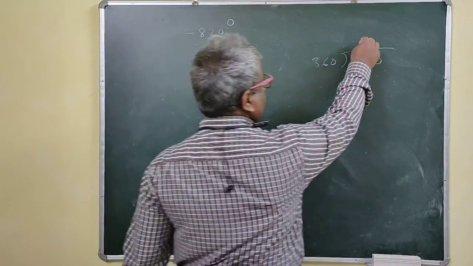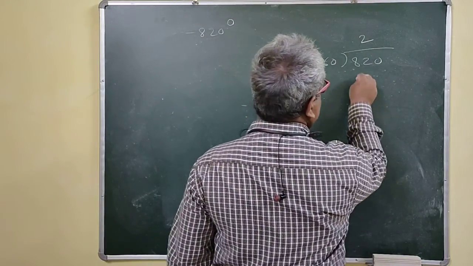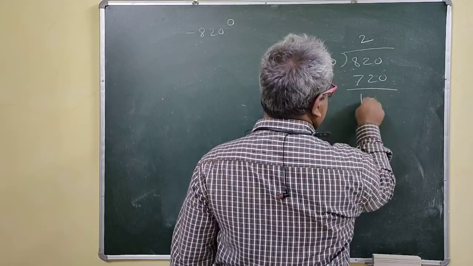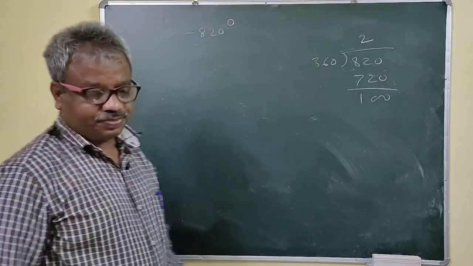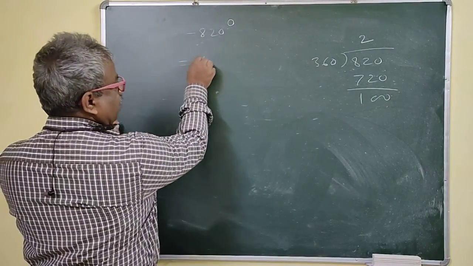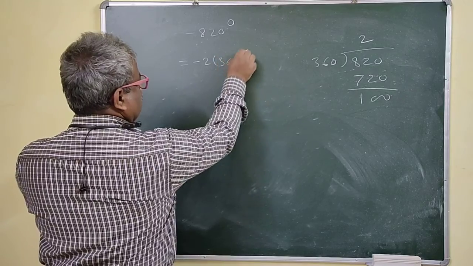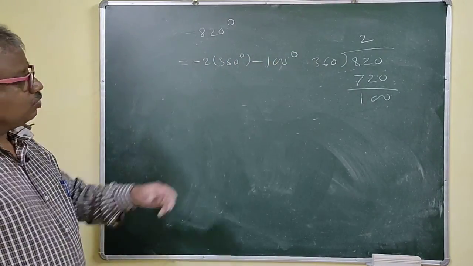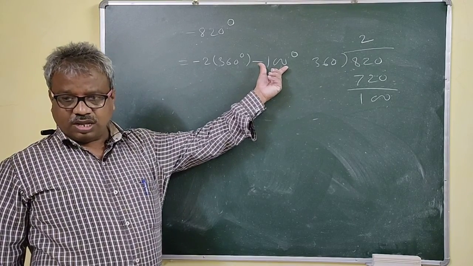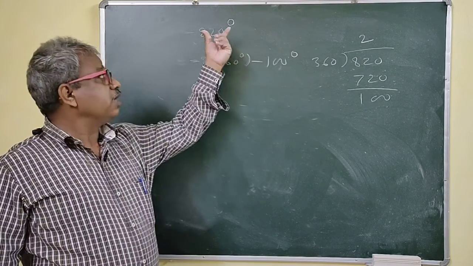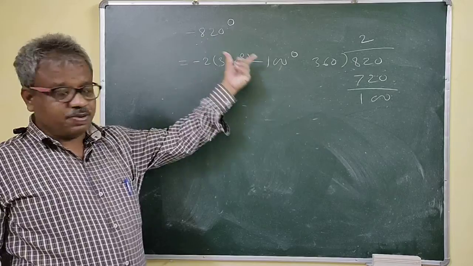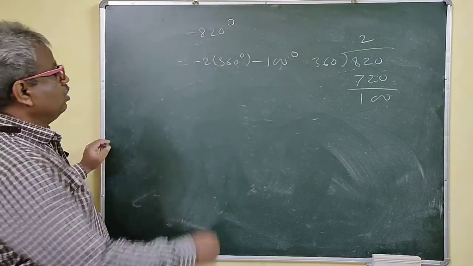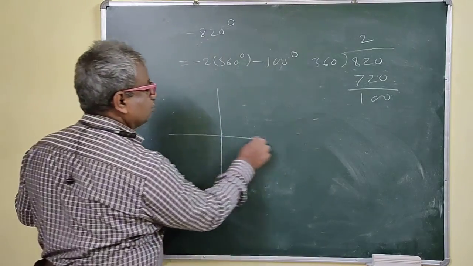So you take 2 here, and this is 720. So the remainder is 100. So we can write this as minus 2 into 360 degree minus 100 degree. Right? So your angle is actually minus 100 degree. That means the position of this angle depends on the minus 100. So now we draw the figure.